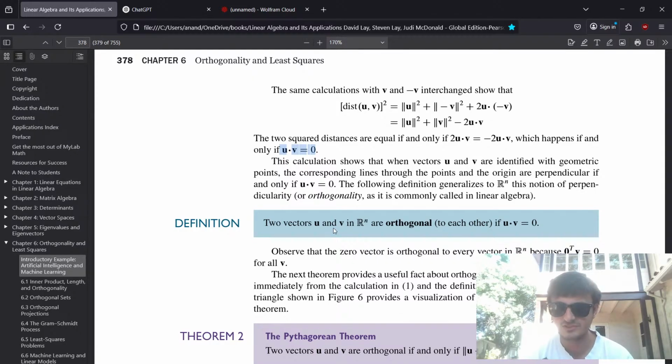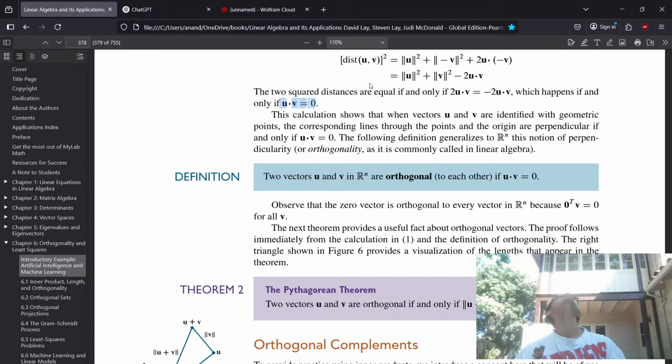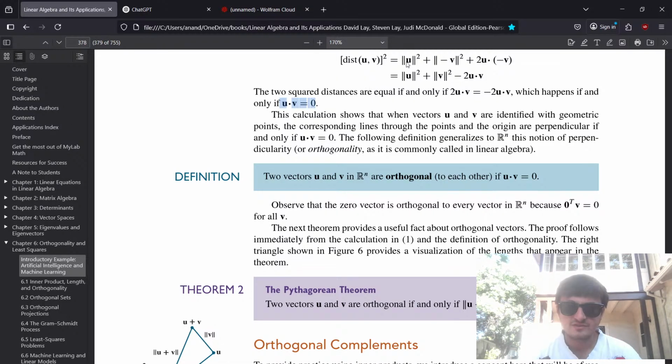The following definition generalizes to Rn this notion of perpendicularity. Observe that two vectors u and v in Rn are orthogonal to each other if u dot v is equal to 0. Observe that the 0 vector is orthogonal to every vector.